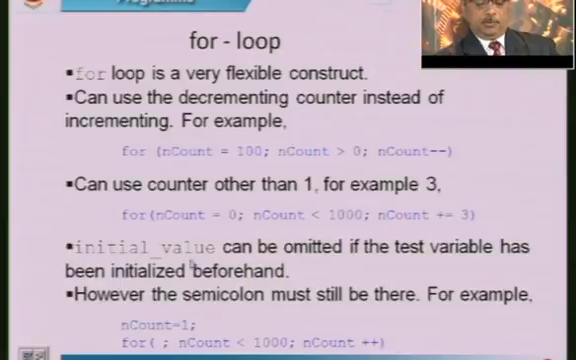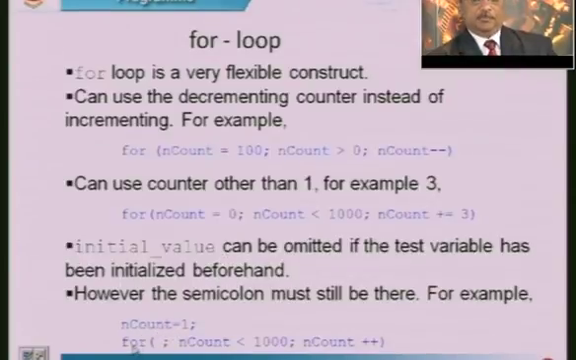The initial value can be omitted in the for statement if the test variable has been initialized before. For example, if before this for statement you initialize n count equal to 1, then there is no necessity of reinitializing once again here. You just put a semicolon; it is implied that whatever initialization was done previous to this statement will be taken, and then your condition will be as similar to this, and the process continues. So this is another way of using the for loop.